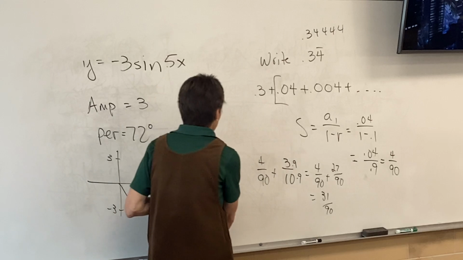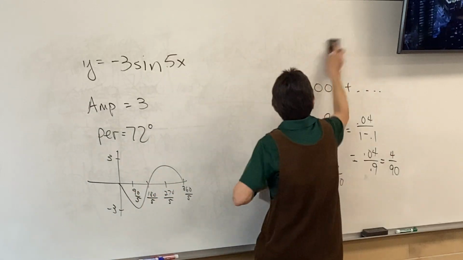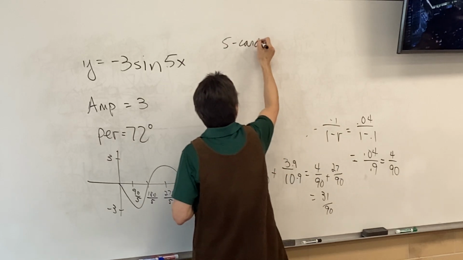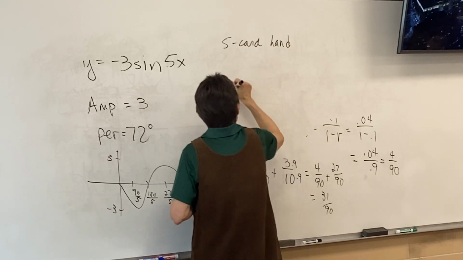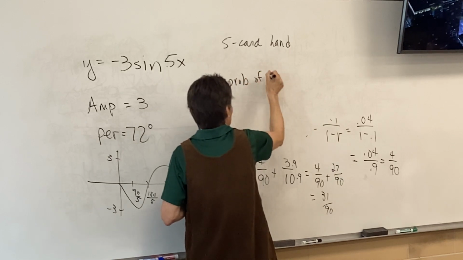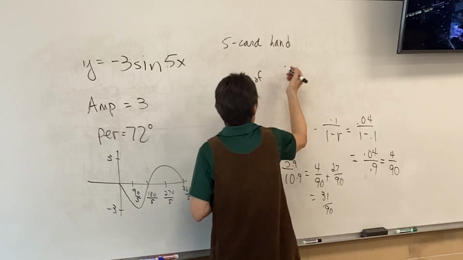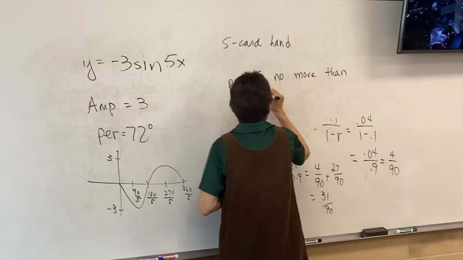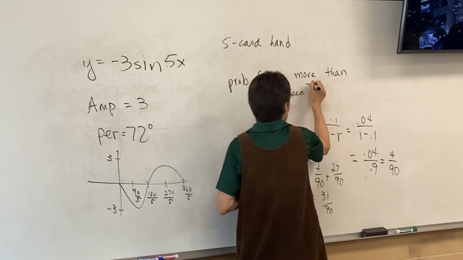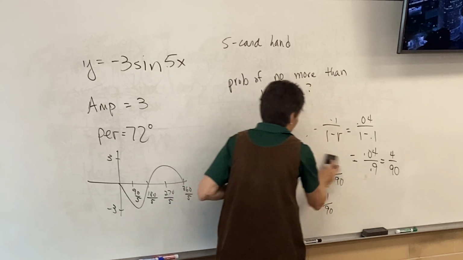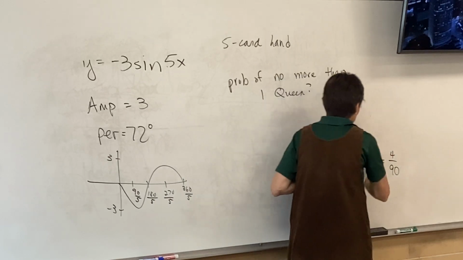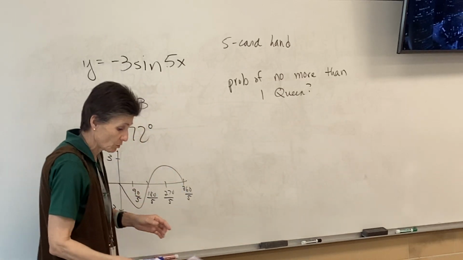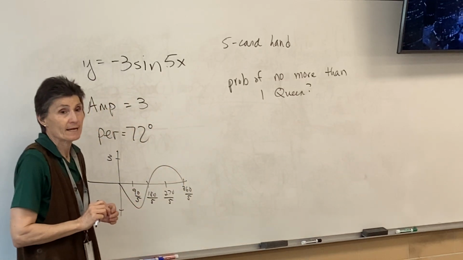Olivia also says she wants to talk about a 5-card hand and find the probability of, I don't know, let's say no more than 1 queen. Okay? So what's going through your mind now? We want to find the probability of no more than 1 queen in a 5-card hand.